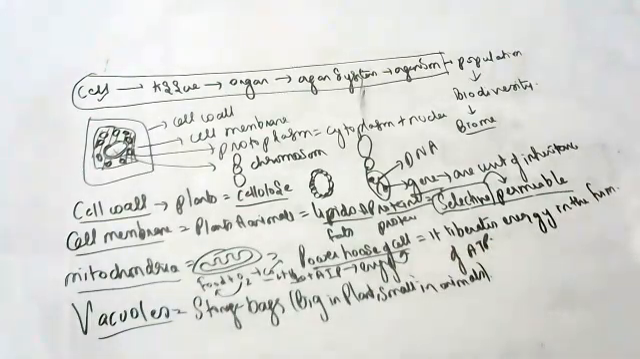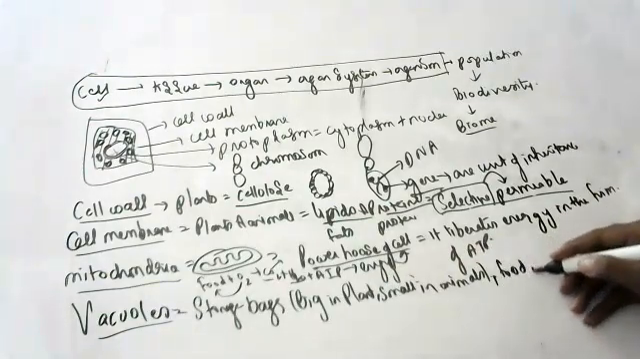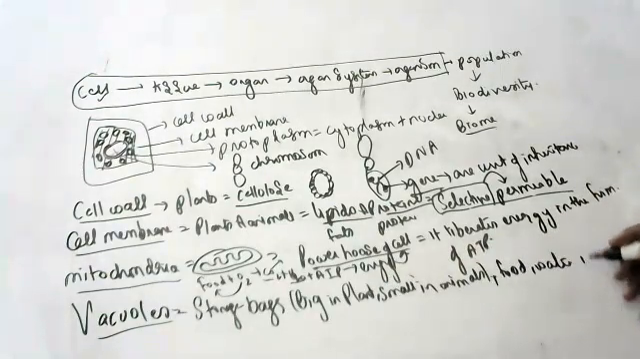They are fluid filled. They may store food, they may store water, they may store waste, anything they can store, children. Plant cells have a big vacuole, I told you, and animal cells have small ones.